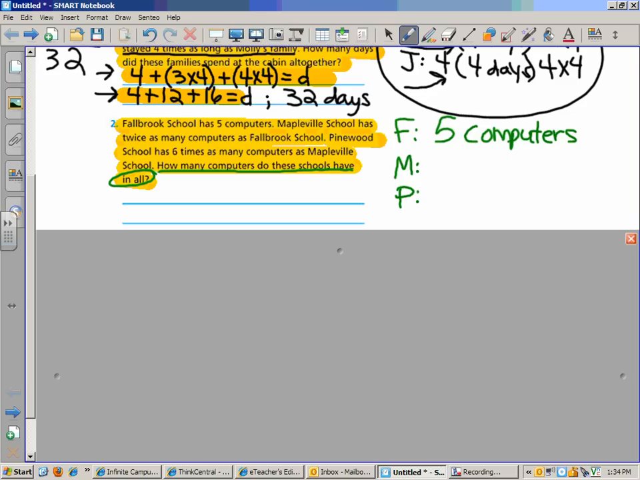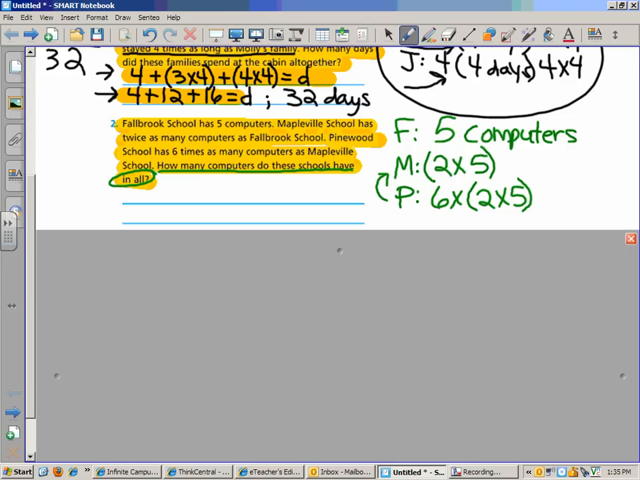And then we get over to Maplewood School. Maplewood School has twice as many computers as Fallbrook School. Okay, so twice as many, so 2 times what Fallbrook School has. All right. And then Pinewood School has 6 times as many computers as Maplewood. So Pinewood has 6 times as many as Maplewood. So we want to figure out now how many they have all together.